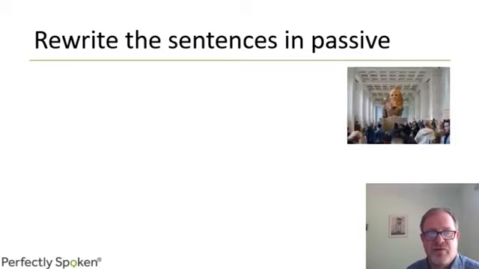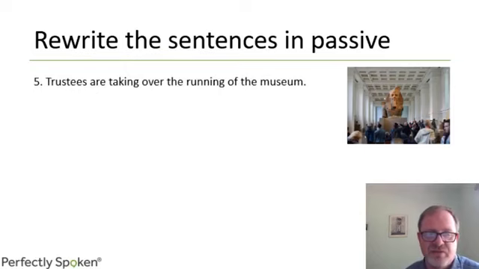Okay, here's some more. Trustees are taking over the running of the museum. Trustees are people who look after a trust fund or look after the management of a place, but who don't have a financial interest themselves in it. Running means the management of the museum. If you run a business, it means that you are in charge and you control it, you manage it. I'm running the museum.